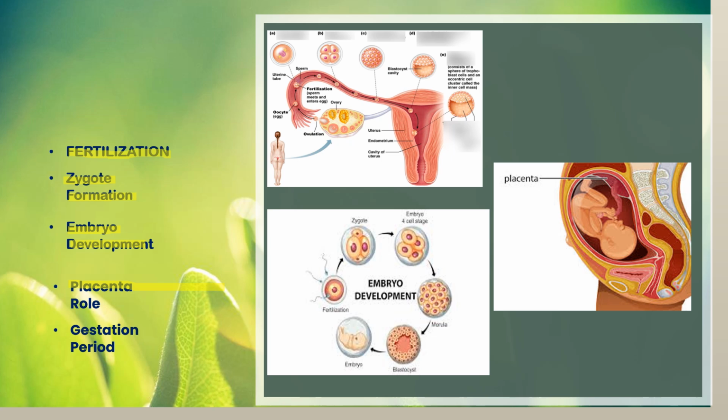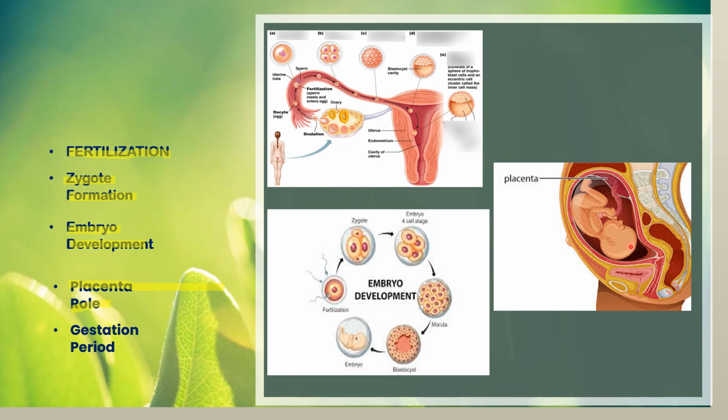Now let us discuss this placenta. What is the function of the placenta, and where is it present? The placenta is a special organ. You can see here, children, inside the mother's body, this red-colored structure is called the placenta. So what is the function of this? It is an organ that forms between the mother and the developing embryo in the uterus.